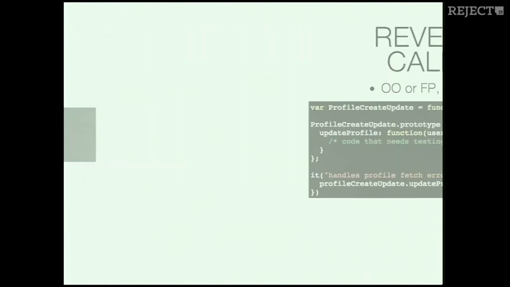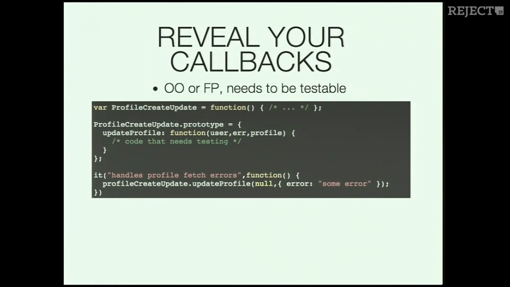So we just can't do this kind of stuff. We have to name all our callbacks and reveal them. We either reveal them individually, with loads of functions that have a name so we can actually get at them with our tests, or we stick them in objects, and then we can get at them in a test again. So everything has to have a name. All your callbacks should have a name. You should be able to get at them and test them individually.